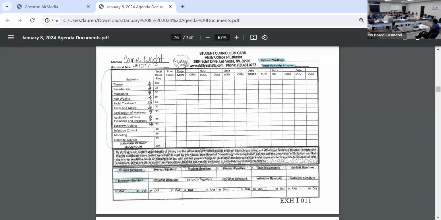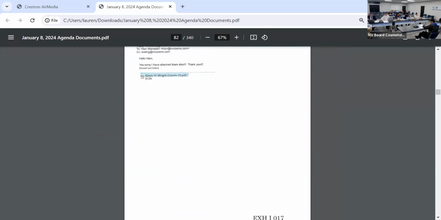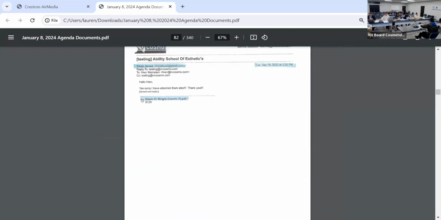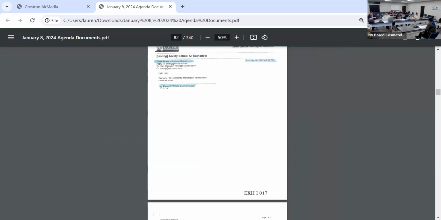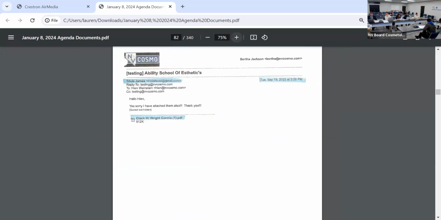I want to direct you to Exhibit I, page 17. Let me know when you're there. All right, so here we have an email from Trisha James to testing, and included is clocked hours, Connie Wright. Now, granted, they make reference to her hours. So if your instructors are submitting documentation to support that this student is ready for final testing, are you saying that you're not aware of that? I'm totally aware of it.